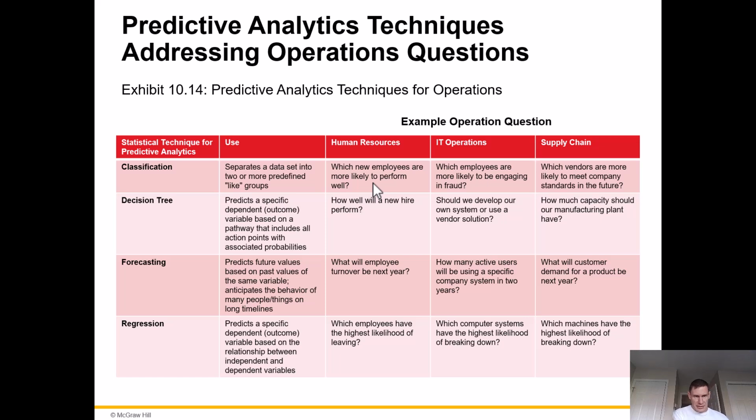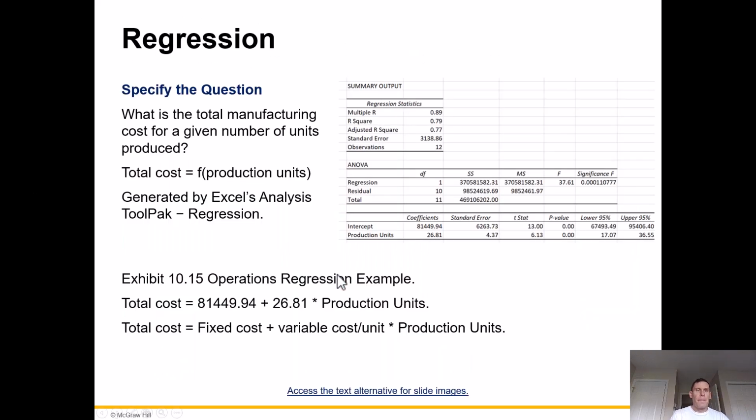So if I just pick, say, forecasting, forecasting predicts future values based on past values of the same variable, anticipates the behavior of many people, things on long timelines. So an HR application could be, what will employee turnover be next year? IT operations may be how many active users will be using a specific company system in 2 years. And supply chain could be what will customer demand for a product be next year?